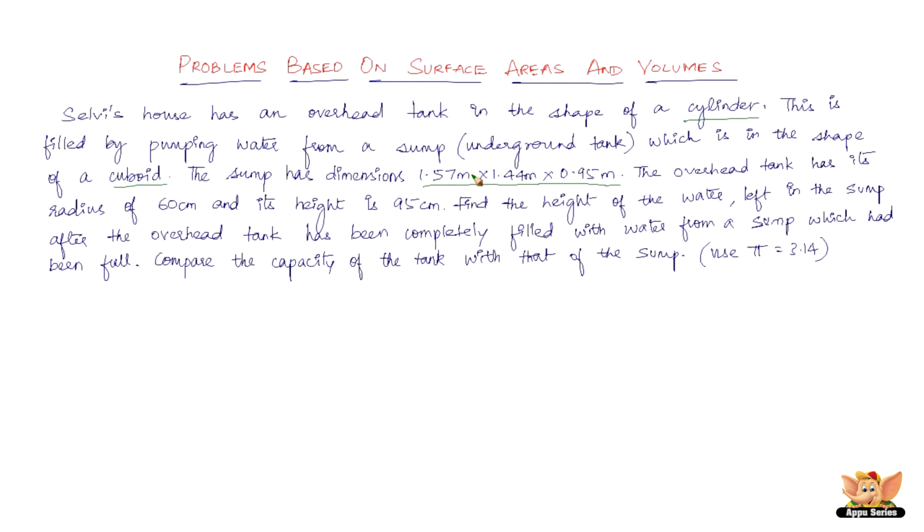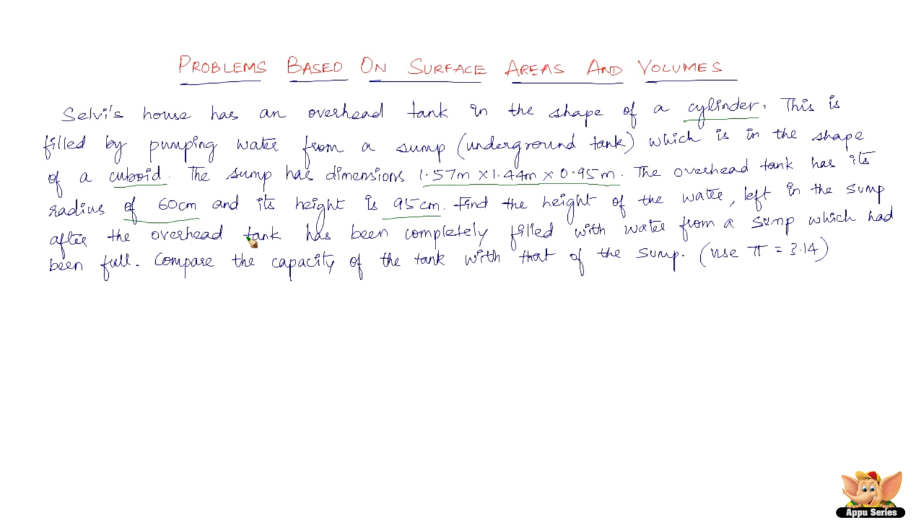So the volume of the cuboid is done here. Length into breadth into height. Now, what's the question? The overhead tank has its radius of 60 centimeters and its height is 95 centimeters. We've got sufficient data here, so we've got the volume of the tank also almost. Now, find the height of the water left in the sump after the overhead tank has been completely filled with water from a sump which had been full. Compare the capacity of the tank with that of the sump.